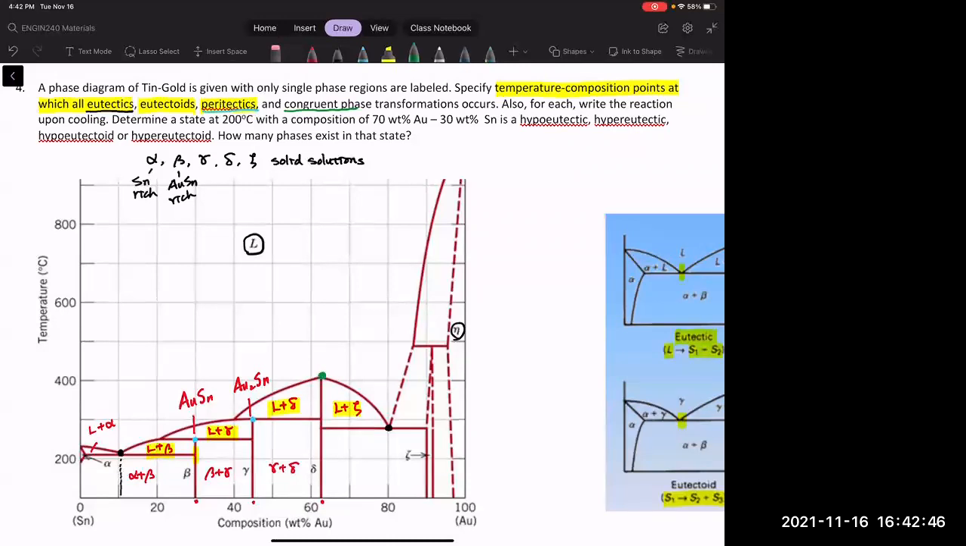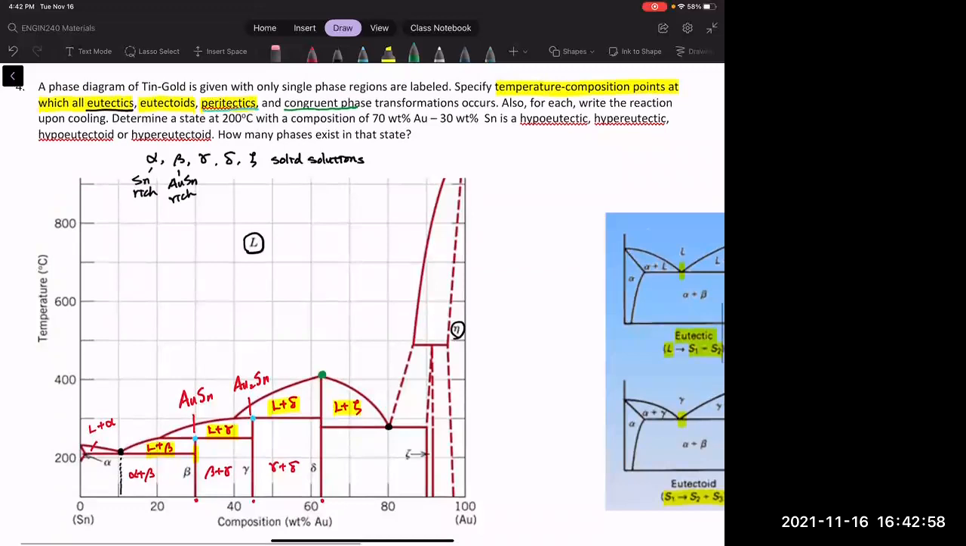Let's see what else. Do we miss anything here? Okay, and all right. So to find the temperature, you go horizontally and you find the temperature, and you can define where the temperature is going to be.